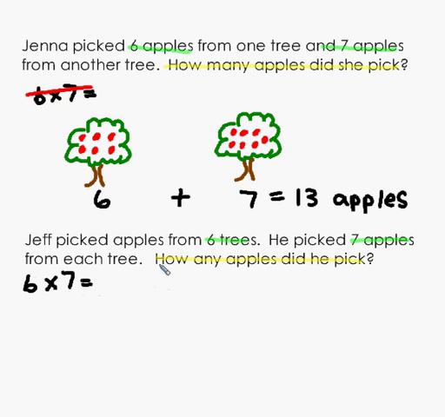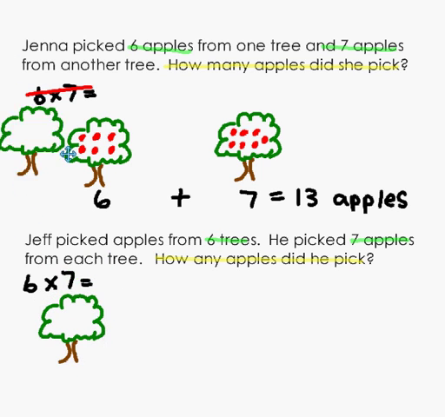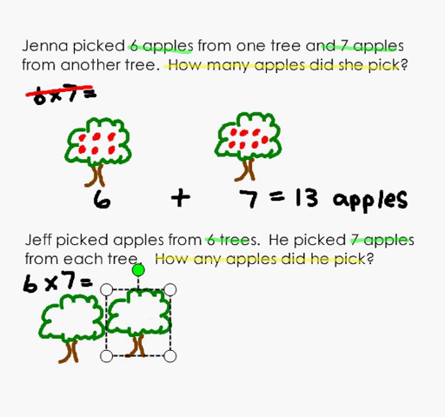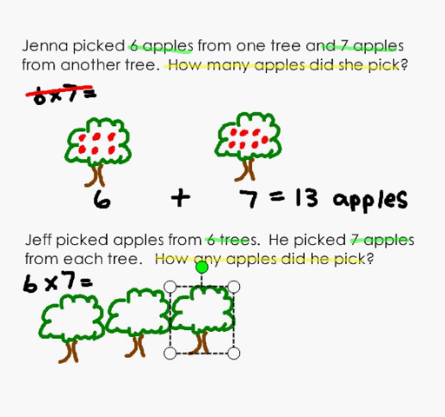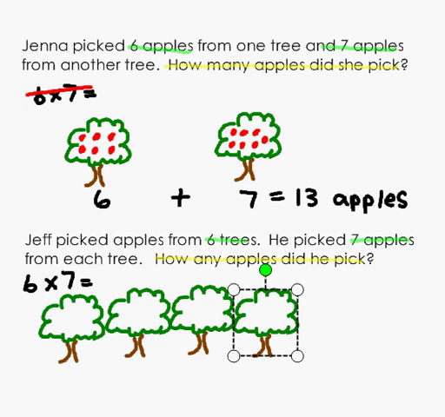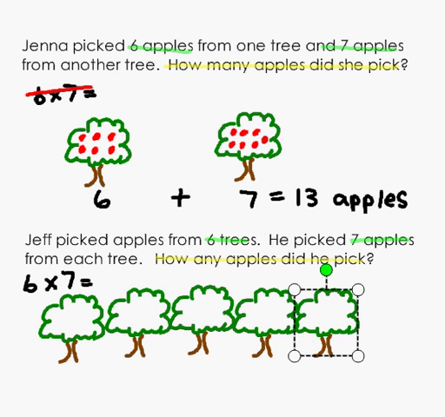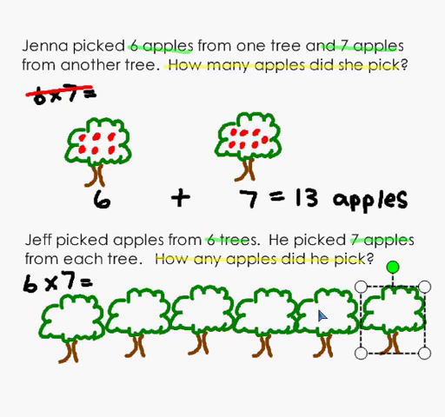So maybe I'm going to use 6 times 7. We know that 6 divided by 7 isn't going to work. 7 divided by 6 wouldn't work either. But let's draw a picture to help us figure out what's going on in the problem. So Jeff picked apples from 6 trees. So I know this time I need 6 trees. That's a lot of trees. One, two, three, four, five, 6.